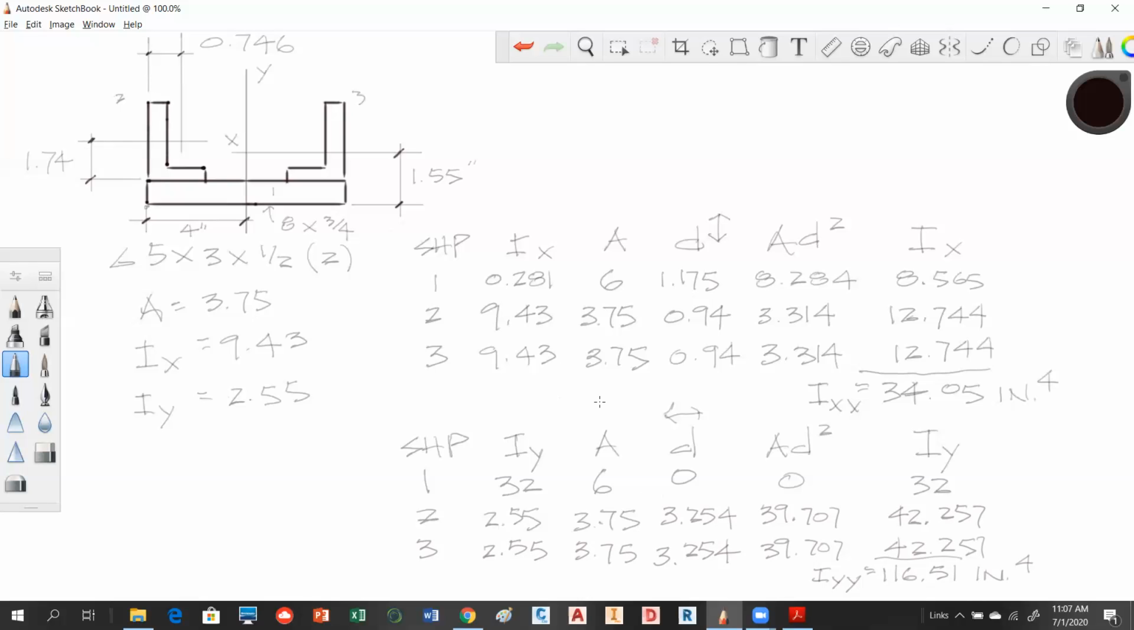Okay, so channels are pretty straightforward. W shapes are pretty straightforward. Angles can be, but they just take a little bit more of a thought process sometimes. So that should take care of that. And again, that was problem 13.